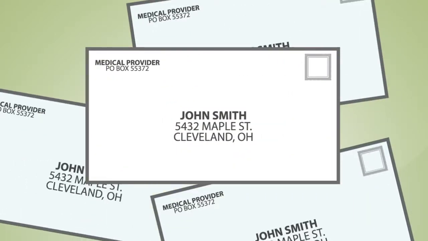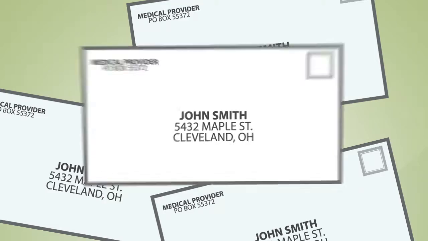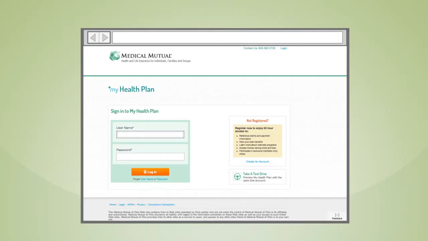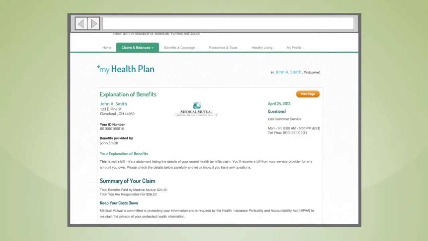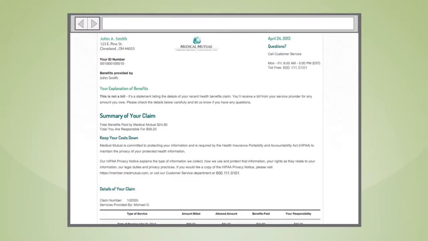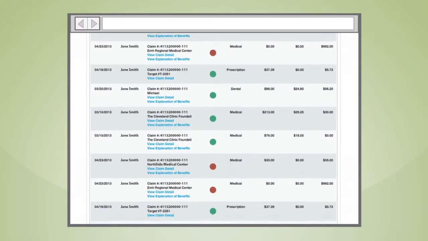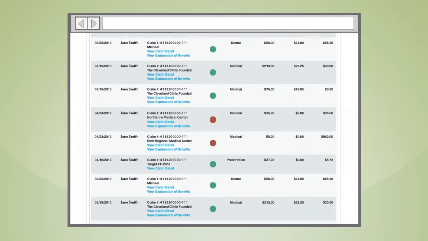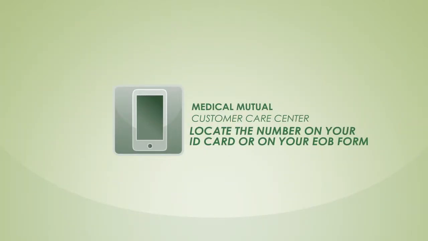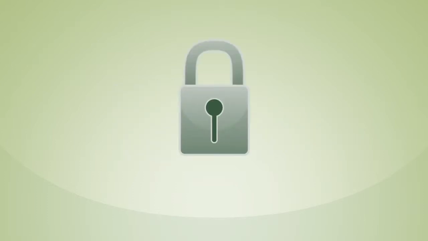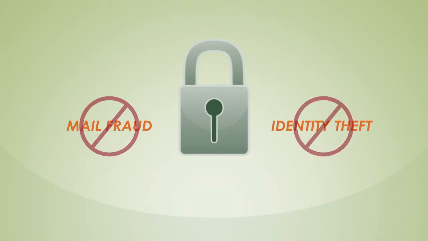And did you know you can reduce the paper clutter of EOBs by signing up for our paperless EOBs? Instead of getting EOBs in the mail, you can view them anytime by logging into your My Health Plan account. You'll see the same information that's on the printed version, but with less mail and paper clutter. An 18-month EOB archive. Older EOBs can be requested anytime, free of charge, by calling Medical Mutual's Customer Contact Center. And better security. Going paperless decreases the possibility of mail fraud and identity theft.